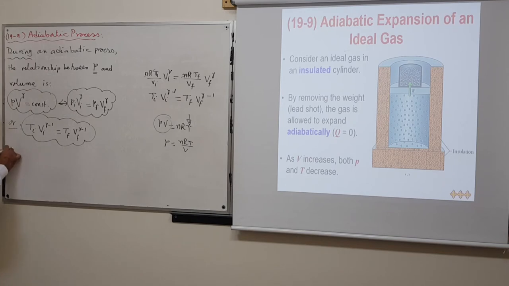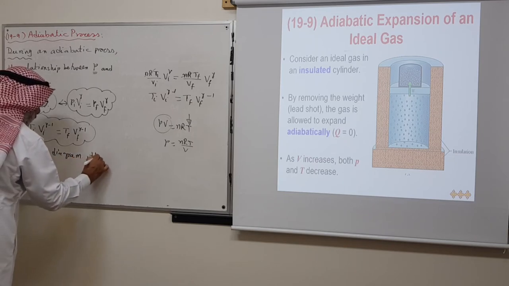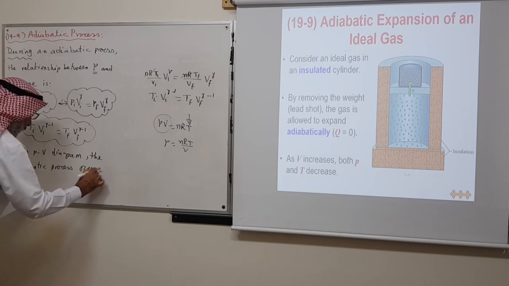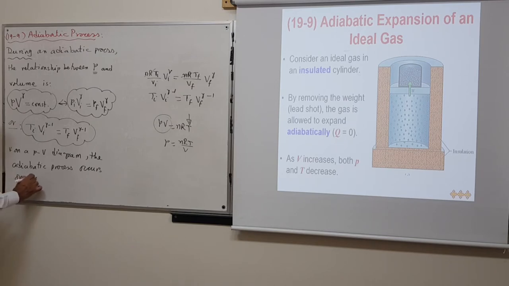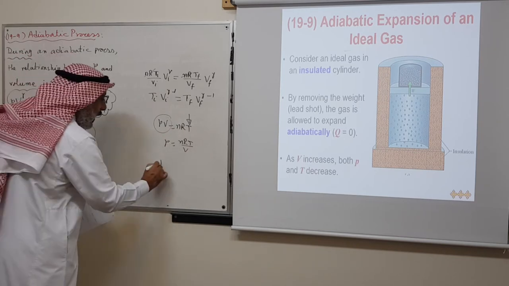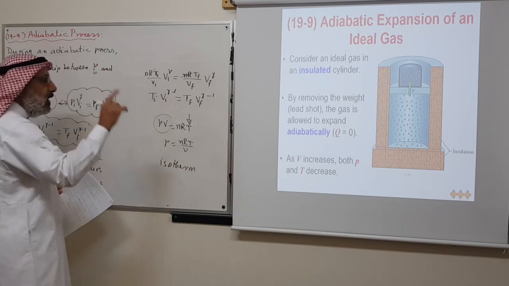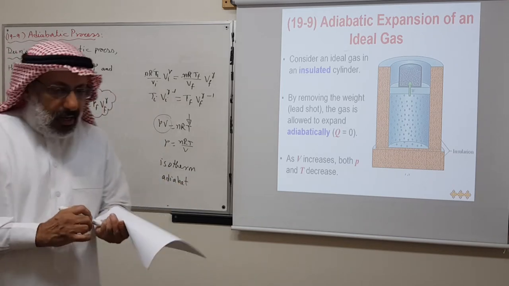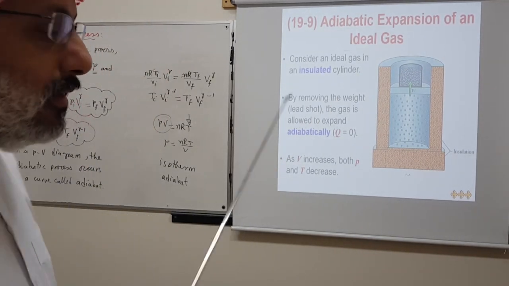Now, on a PV diagram, if I want to represent the adiabatic process, the adiabatic process takes place on a curve called an adiabat. The isothermal process occurs on an isotherm. That's the name of the curve. The adiabatic process occurs on a curve called adiabat. So how does it look? It looks steeper than the isothermal process.